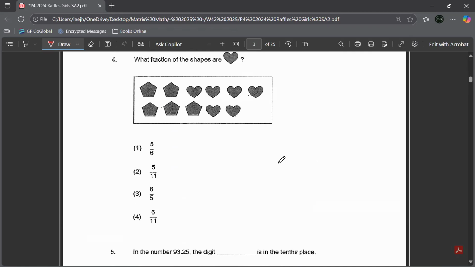Question 4, what fraction of the shapes are heart-shaped? Let's focus on the heart. How many hearts do you have? 1, 2, 3, 4, 5, 6. So you have 6 hearts. But of course, your denominator must always be the total number of shapes, or whatever total number of things they give you. So 1, 2, 3, 4, 5, 6, 7, 8, 9, 10, 11. So the fraction will be hearts over the total, 6 over 11. Number 4, cannot simplify already. So that's your answer.